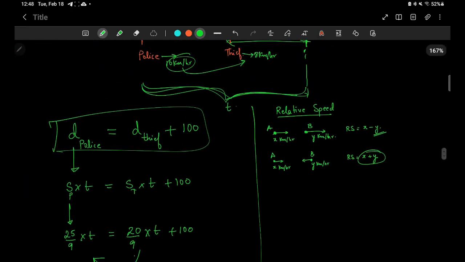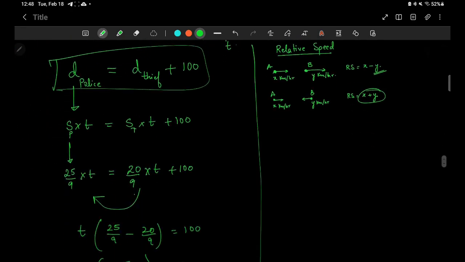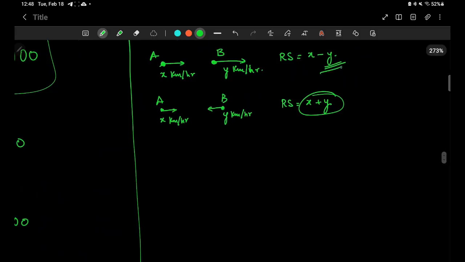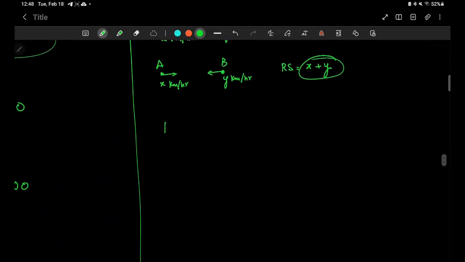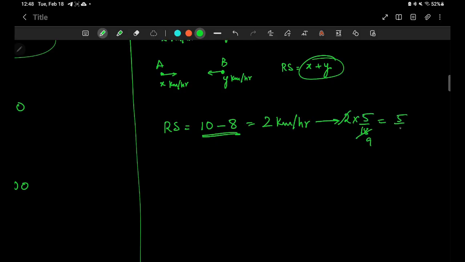Now since the policeman and the thief are moving in the same direction here, we need to subtract, right? So what is the relative speed? 10 minus 8. Here I'm not converting before, I can convert it later. How much is this? 2 kilometer per hour, no? Now let's convert this. 2 into 5 by 18. 2 ones are 2, 2 nines are 18. 5 by 9 meter per second.